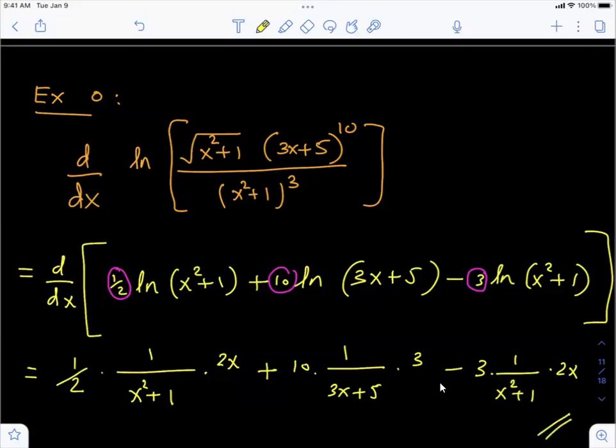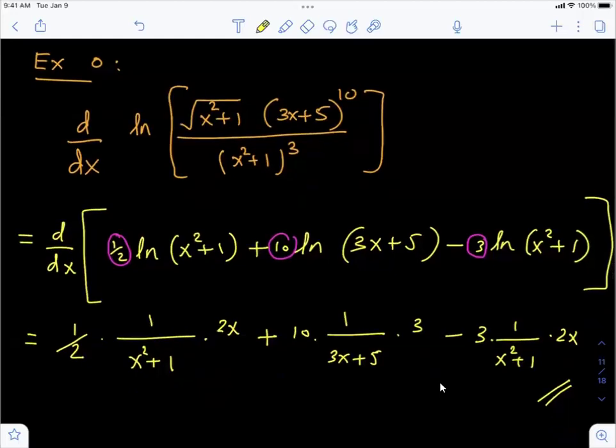Now, there are a couple of things that you could have done. In this case, I had x squared plus 1 in both places. That means you can simplify it further. There is a trivial computation for that, so you can do that.